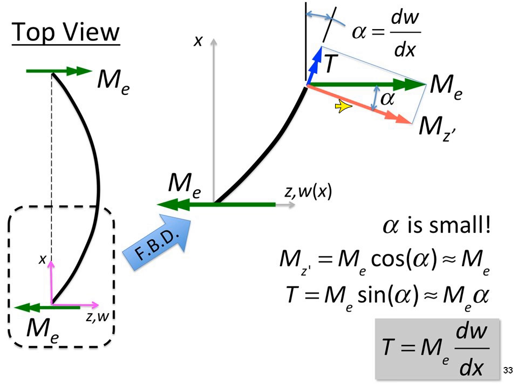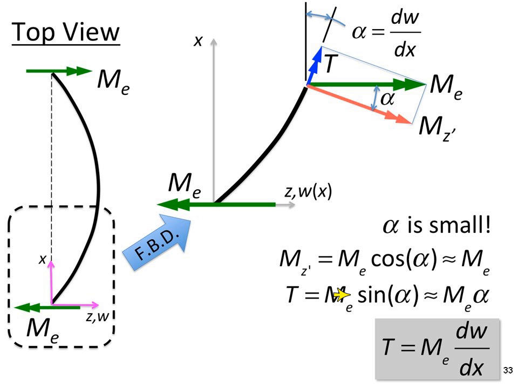Alpha is very small. Again, when this thing buckles, we've got just a little bit of movement out of plane. So the cosine of a small angle is 1, so mz prime is just the elastic moment. But it's really the torsion that we're after. And the torsion is the applied moment me times the sine term.